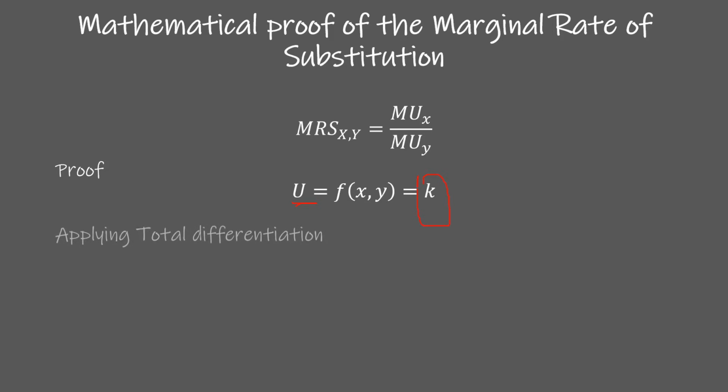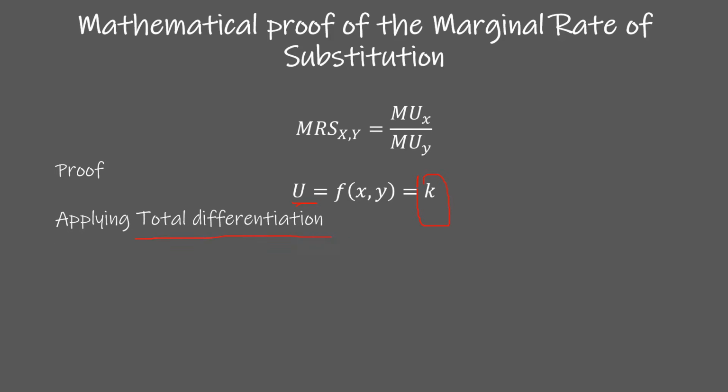So moving on, we'll be applying the total differentiation in this scenario to prove what we have up here. When we apply the total differentiation, we have dU, the derivative of U, equal to the partial derivative with respect to X times dX plus the partial derivative with respect to Y times dY. This is the total differentiation here. So we have the partial derivative of X from our initial function, and we have the partial derivative of Y.